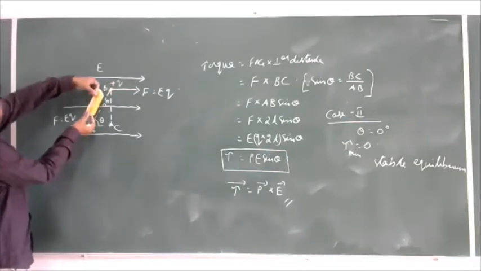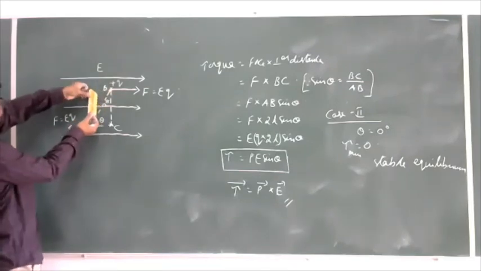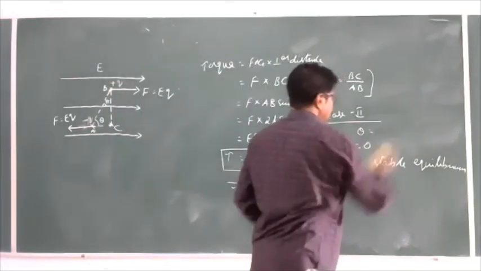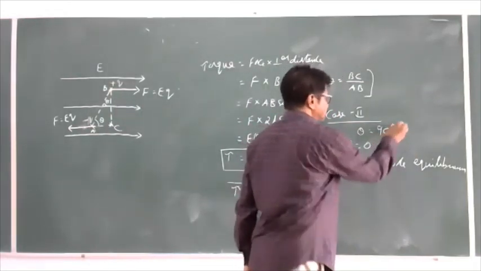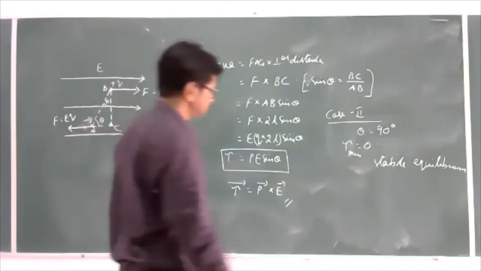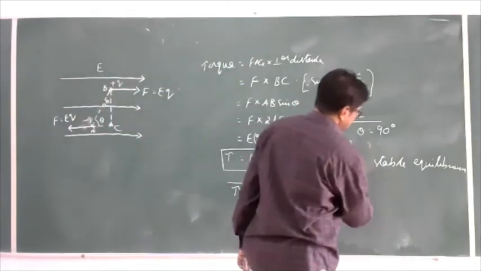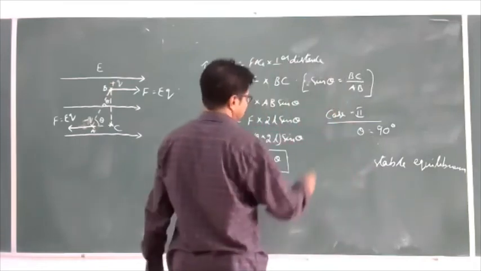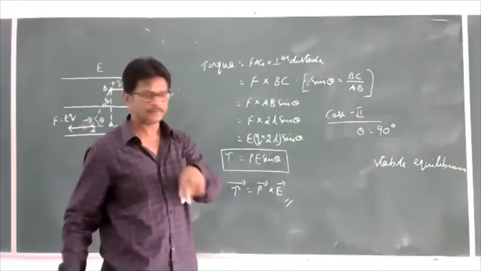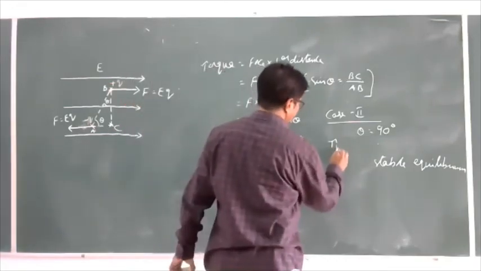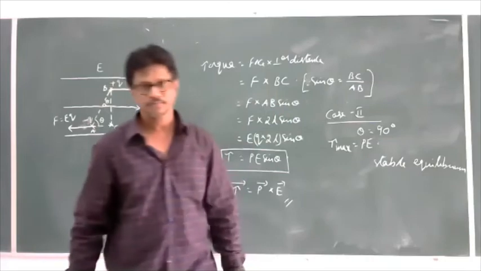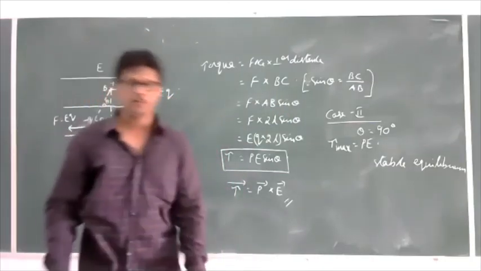If I place the dipole perpendicular like this, then what is the value of theta here? Theta is equal to 90 degrees. If theta is equal to 90, then the torque will be maximum, because sin 90 is equal to 1. The maximum value of the sine function is 1. So the torque will be maximum, which is equal to PE.